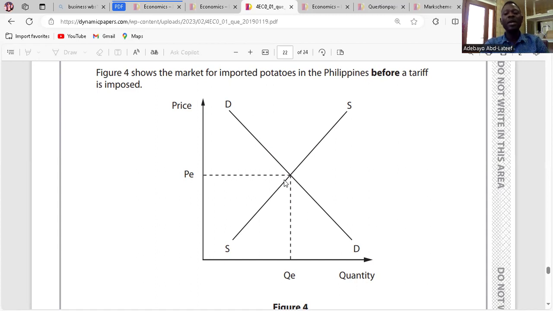So the graph now will be at S1, QE1, then PE1 to finish up with the graph to PE1. And there's going to be a movement in the demand curve upward to increase the price from PE to P1. Is it clear? So it's here already. That's the graph. So we'll move on.